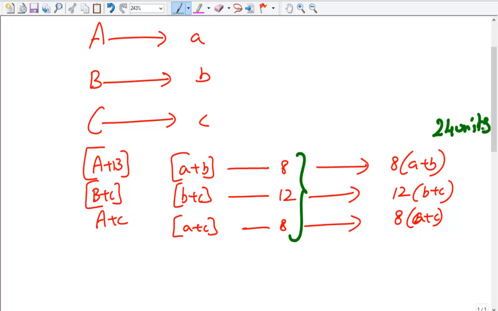Either you can solve 3 equations and find A, B, C individually, or else you can directly take the LCM of the number of days, that is 8, 12, 8. The LCM is 24 units. It means 8 times (A plus B) must be equal to 24 units. It means A plus B is 3 and B plus C must be 2. So A plus B is equal to 3, B plus C we know is 2, and A plus C we know is 3.